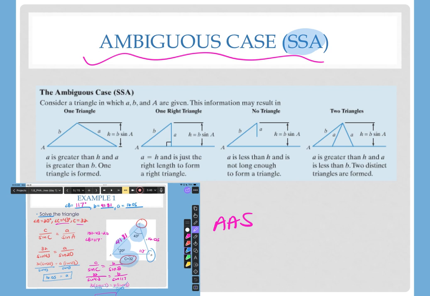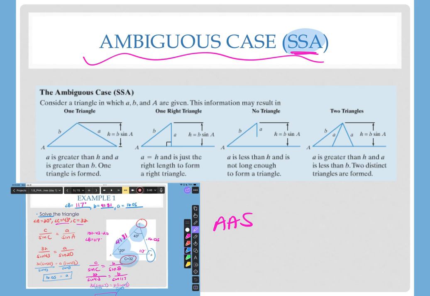The ambiguous case can only happen if it's 2 sides and the non-included angle. So if your acronym smells of bad words, forward or backwards, that's when your ambiguous case can happen. And an ambiguous case means that those measurements can actually make up 3 different scenarios.